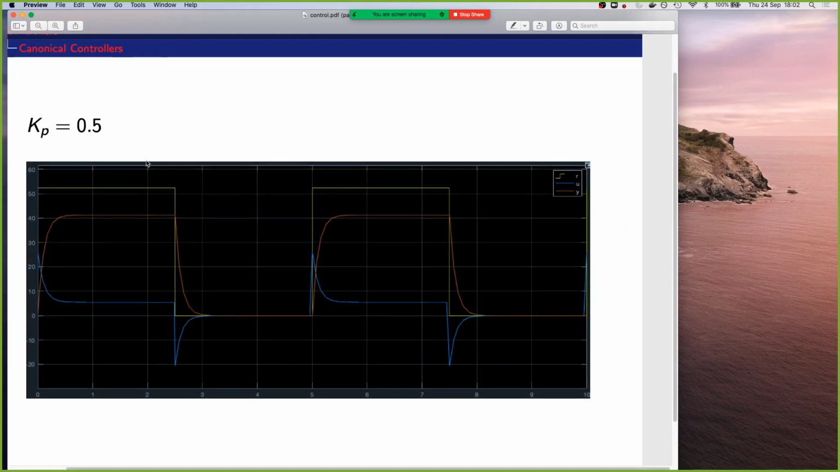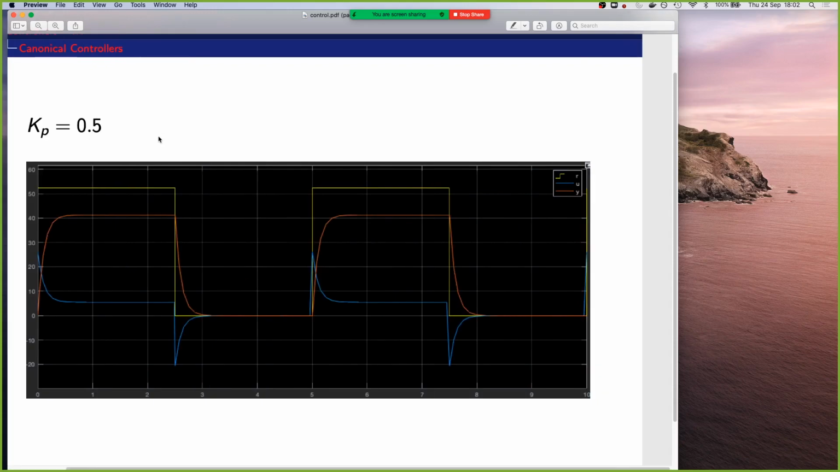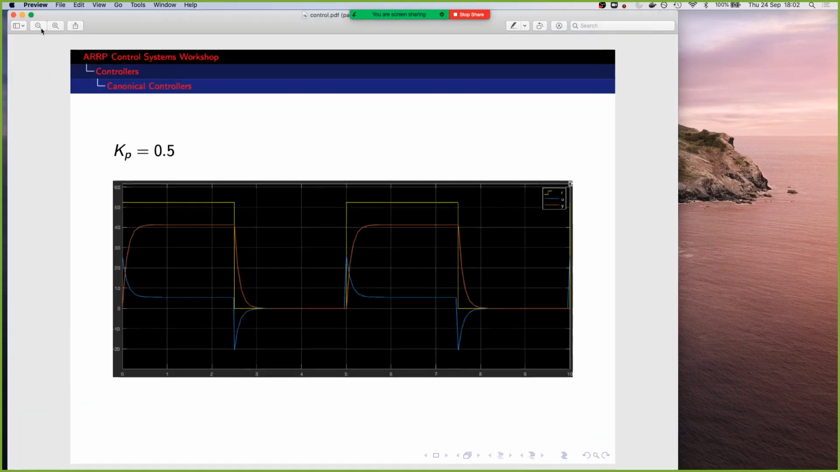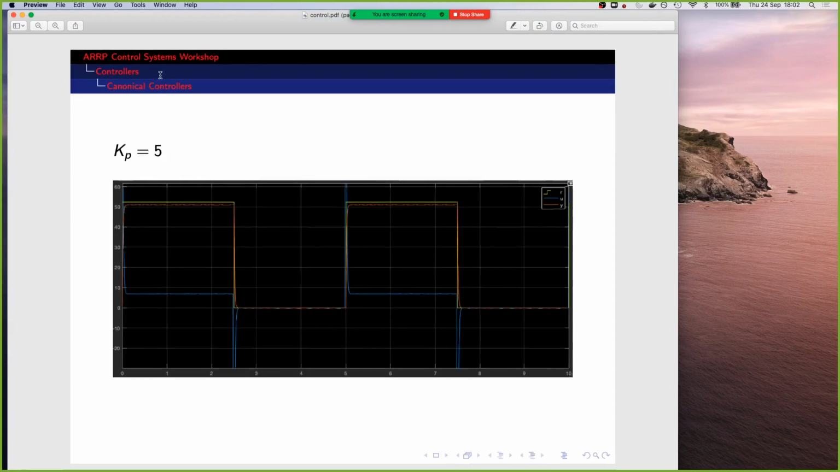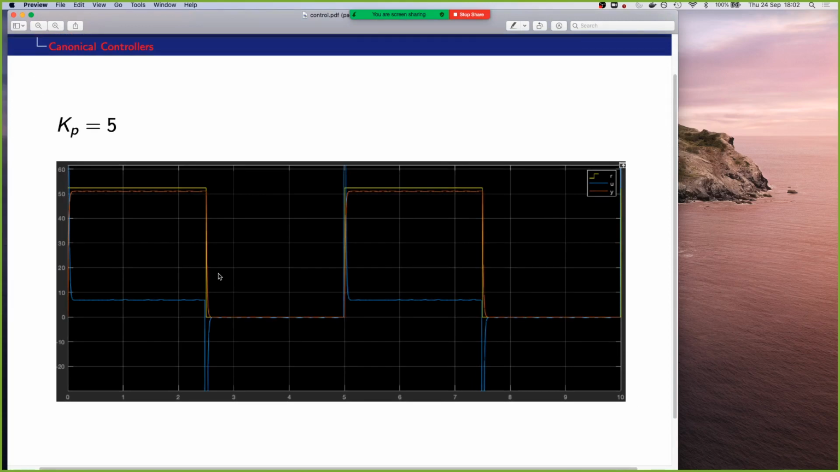Here's what it looks like with, oops, that didn't change. Why is that? Oh, I know, my zoom is not right. That's better. So here's what it looks like with K equals 5.